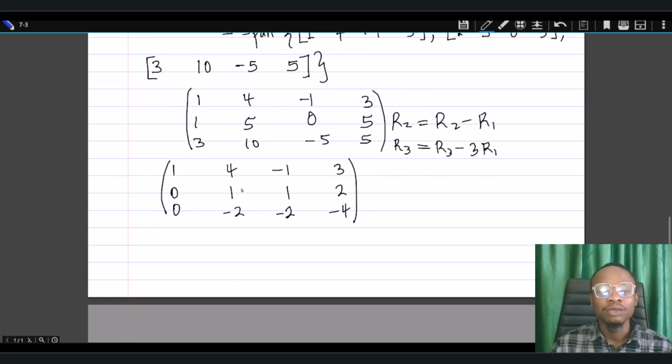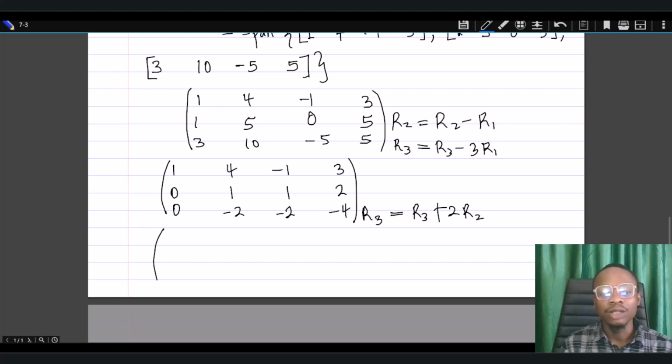And what else can we do? We move to the next one. The first non-zero on the next row is this 1 here. We use it to take everything below it to 0, so we can just deal with the number below it. For that, R3 will be equal to R3 plus 2R2, which will ensure that this goes to 0.